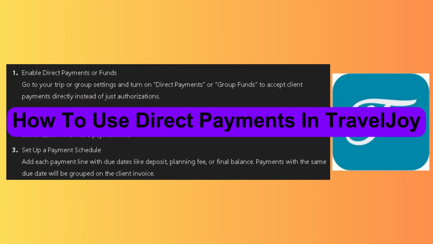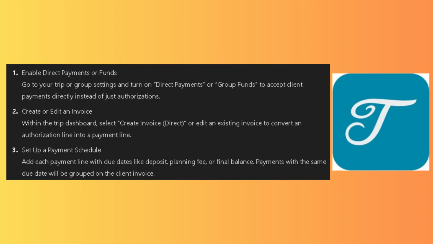In this video, you will learn how to use direct payments in TravelJoy. First, enable direct payments or group funds. Go to your trip or group settings, then turn on direct payments or group funds to accept client payments directly instead of just authorization.